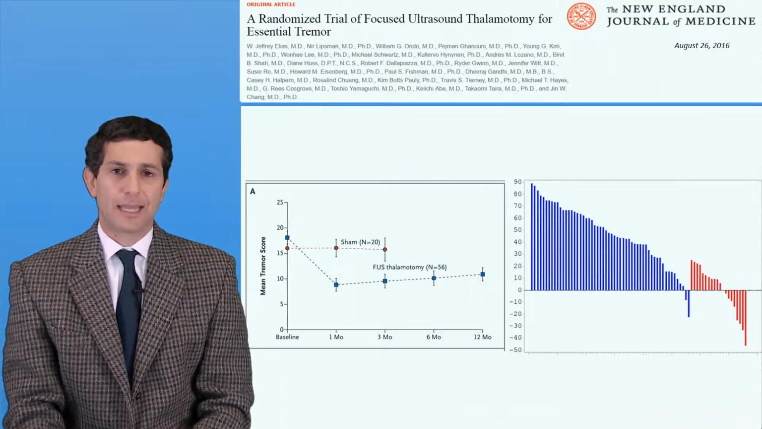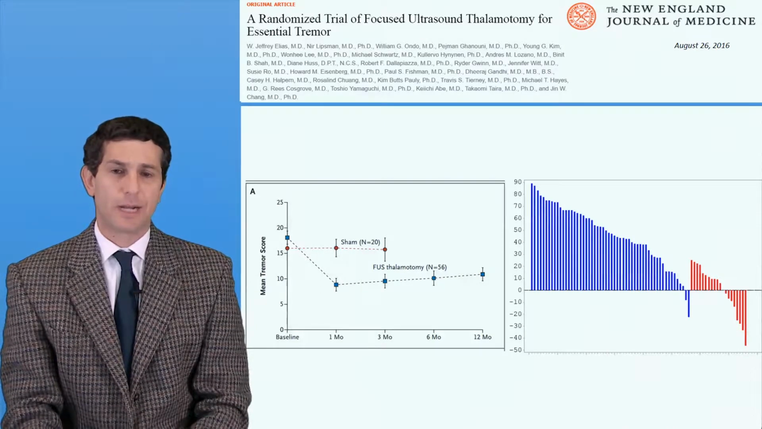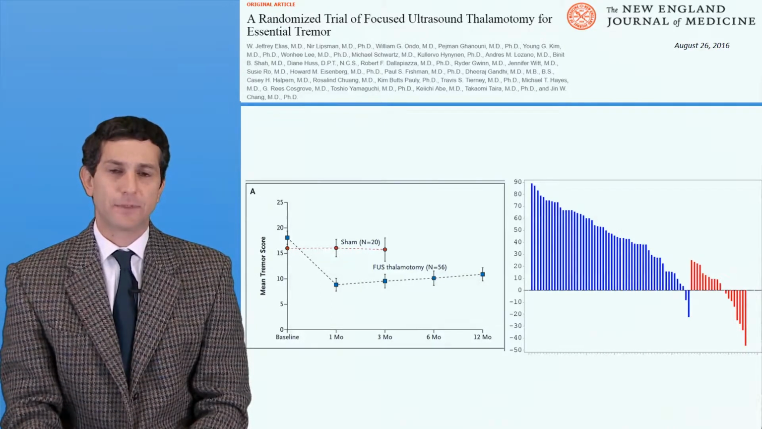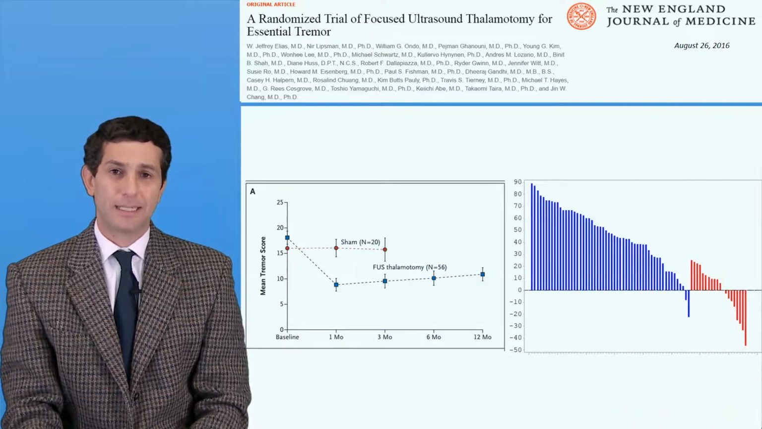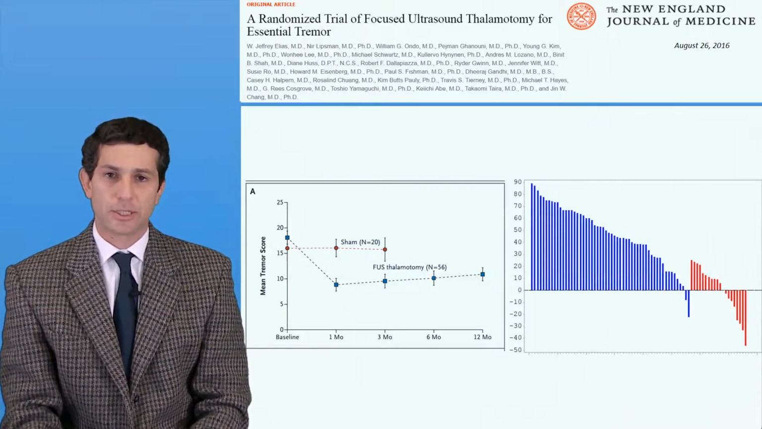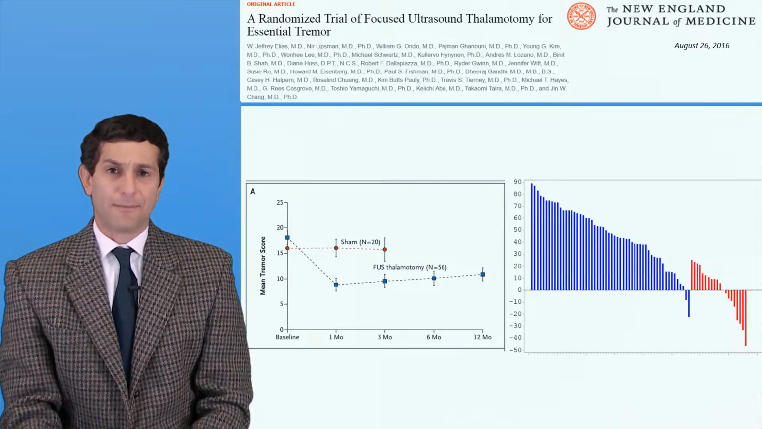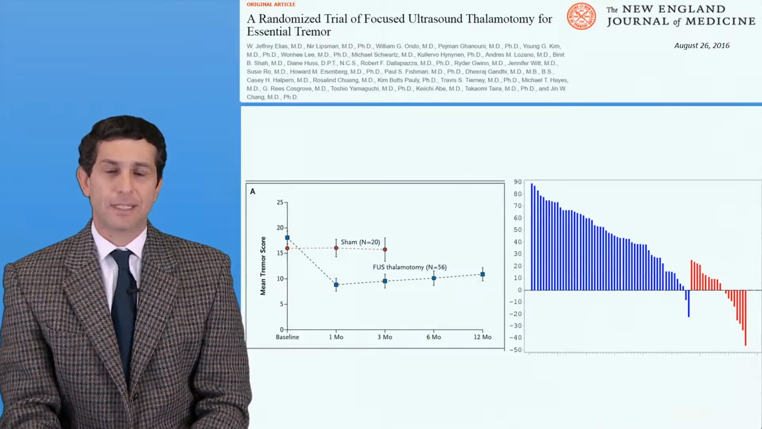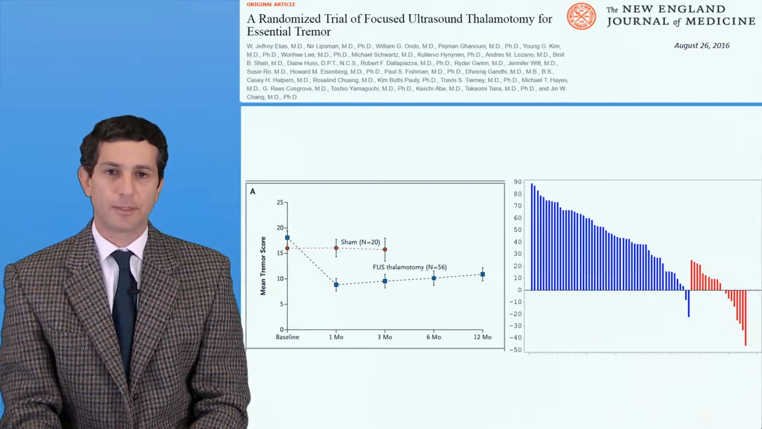And so after several pilot studies around the world, at our institution and in Toronto and Korea, successfully showed that focused ultrasound lesions could be precisely made in the ventral intermediate nucleus of the thalamus for patients with essential tremor, a larger international multi-center study was organized and really much more definitively showed the efficacy and safety of focused ultrasound thalamotomy for the treatment of essential tremor.